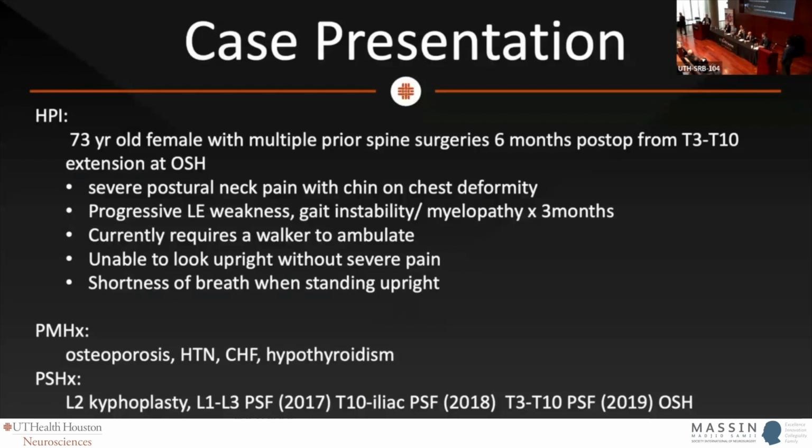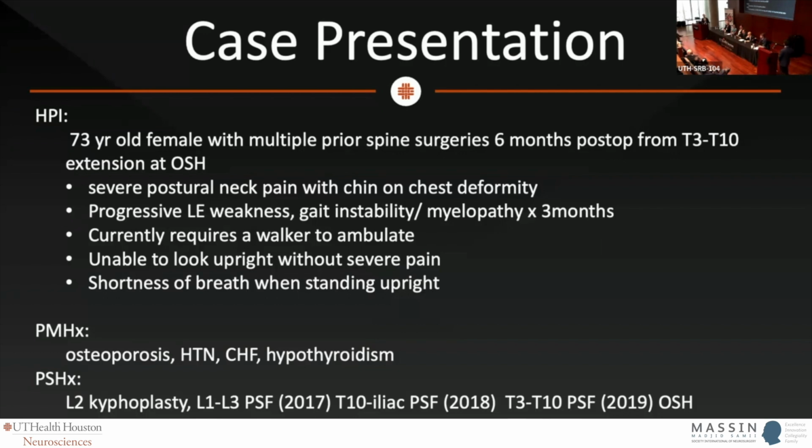So this is a 73-year-old female who had multiple prior surgeries. Most recently, a T3 to T10 extension of a fusion at an outside hospital. She presented with severe neck pain, chin-on-chest deformity, with progressive lower extremity weakness, instability, and myelopathy. She said those symptoms developed immediately after her surgery and had been progressively worsening over the past several months. She had been ambulatory prior to those surgeries, but now she's unable to ambulate without a walker.